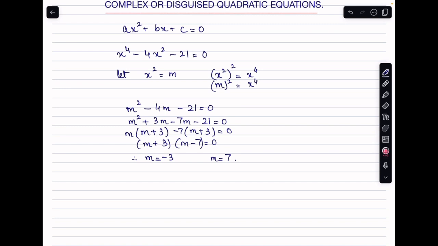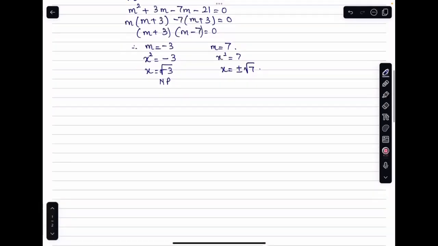But in terms of x, I know that m was equal to x², so bringing it back to the x form, I can say x² = −3, or x² = 7. The square root of a negative number is not possible, so negative 3 under root is not possible, but there is a value of x which is going to be ± √7. So this is how we are going to solve complex or disguised equations by the method of assumption. Let's do another question.